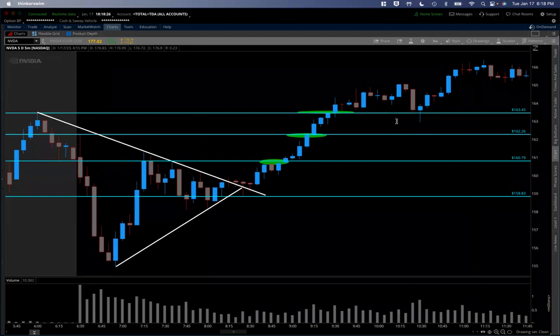All right, we got a few more questions. Would that also be a climactic buy pattern if you're watching a 20 MA? I'm not familiar with that pattern.